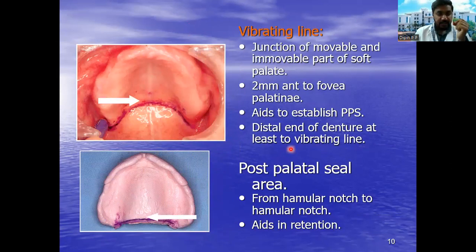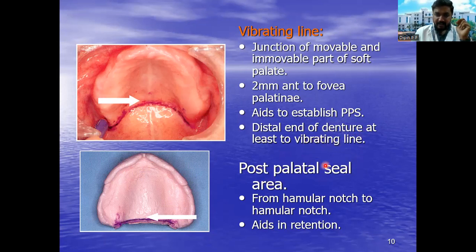Then posteriorly we have the vibrating line and the PPS area, the posterior palatal seal area. The posterior palatal seal area is located between the anterior vibrating line and the posterior vibrating line. The vibrating line is the junction of the movable and immovable part of the soft palate. According to the location, the vibrating line is located 2 mm anterior to the fovea palatina. What is the fovea palatina? We will see in the next slide. This vibrating line also aids to establish the posterior palatal seal. The distal end of the denture should extend at least to the vibrating line.